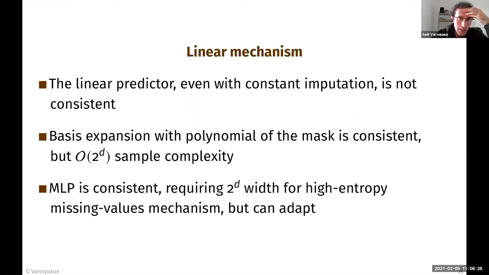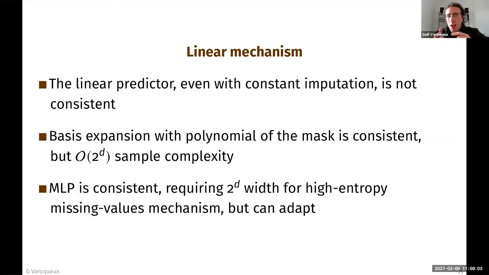Okay, so to summarize this part, a linear predictor, even if we do constant imputation and even if we optimize the constant, is not consistent. So if we go back to our previous result that tells us that constant imputation works, yes, constant imputation works, but only if we have a very rich predictor. Even in linear data generating settings, a linear predictor with constant imputation will not work asymptotically.